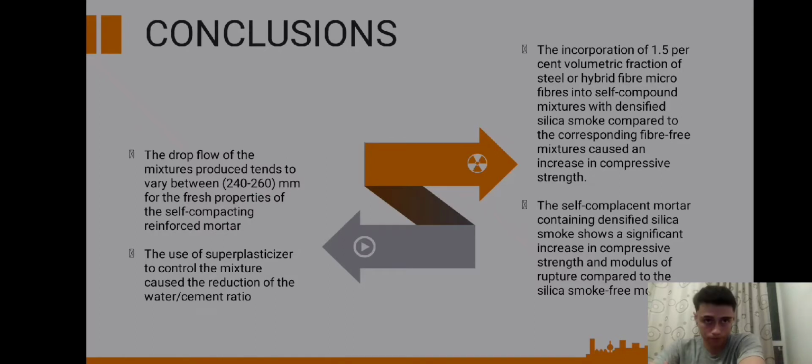47.3% respectively. And also the incorporation of 1.5% volumetric fraction of steel or hybrid microfibers into self-compacting mixtures with densified silica fume, in comparison with the corresponding mixtures without fibers, caused an increase in compressive strength of about 24.4% and 35.3% respectively, and in the modulus of rupture of about 159.5% and 192% respectively.